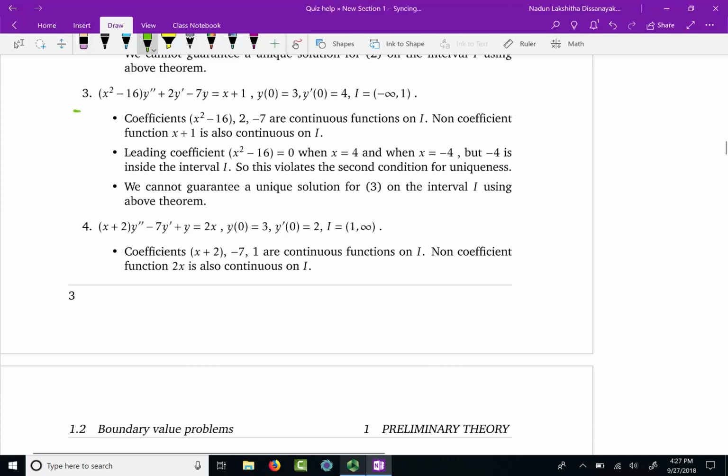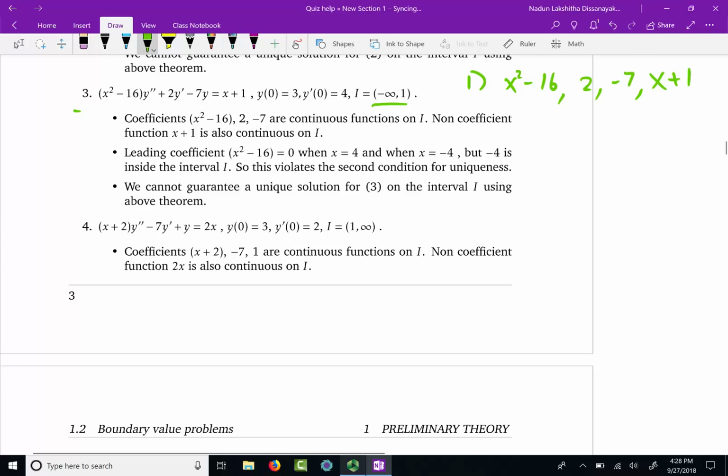Okay, let's go to the third example. Here let's make a list of coefficients. x square minus 16, -7. The right hand side function is x plus 1. How about these four? Are they continuous? Yes, right? They are nice simple functions, right? Good. They are continuous everywhere, specifically from -infinity to 1.